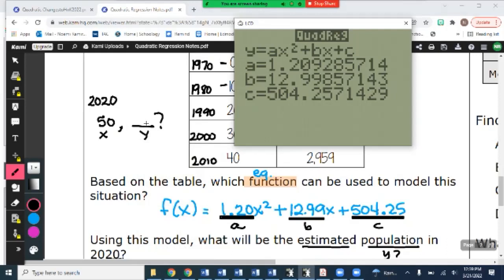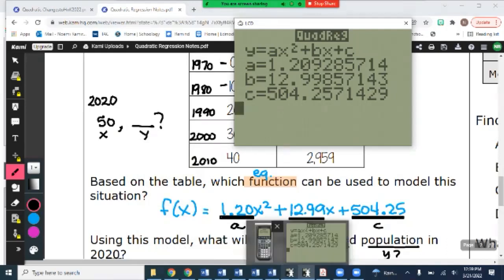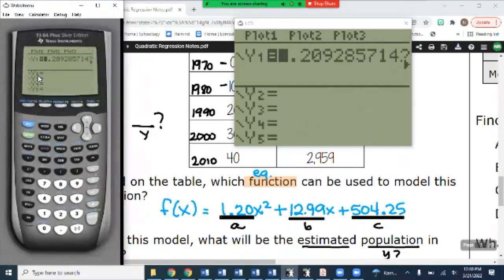The first place I must go to is y equals. If I go to y equals and I don't have anything there, what did I forget to do? Say I press y equals and there's nothing there. What step did I skip?